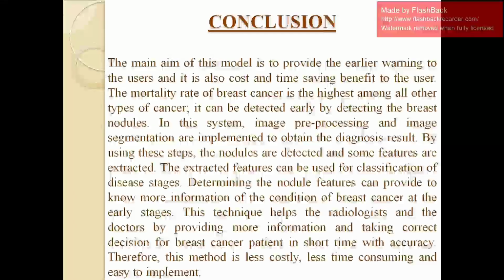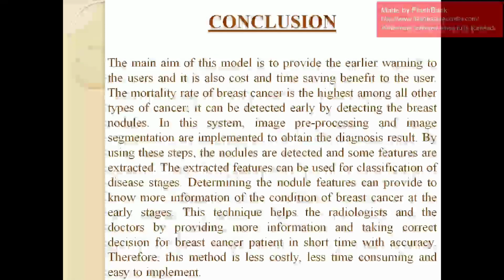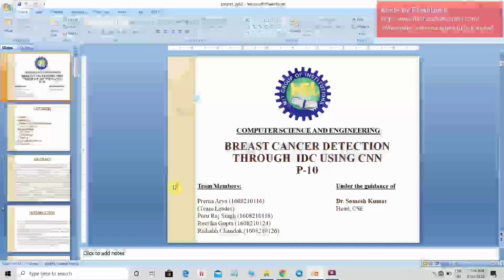Now the main conclusion of our project is that the main aim of this model is to provide an early warning to the users, and it is also a cost and time saving benefit to the user. The mortality rate of breast cancer is the highest among all other types of cancer. It can be detected early by detecting the breast nodules. In this system, image pre-processing and image segmentation are implemented to obtain the diagnosis result. By using these steps, the nodules are detected and some features are extracted. The extracted features can be used for the classification of diseases.